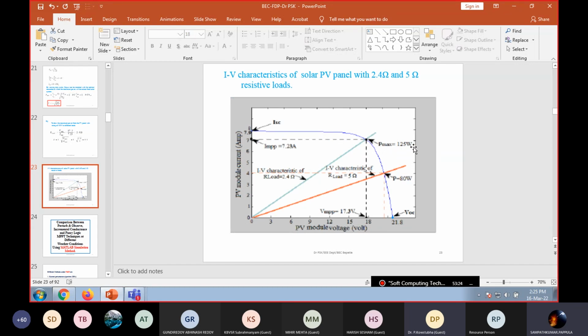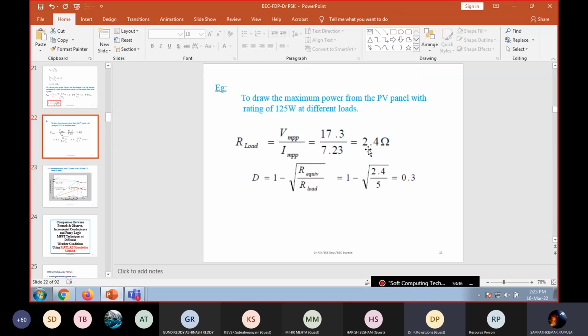That power is 125 watts. At this condition, what is the voltage and current? Find out the resistance value. So how much is that resistance? 17.3 divided by 7.23, we will get 2.4 ohms. That is the panel output resistance value.